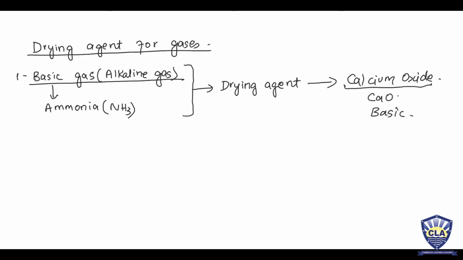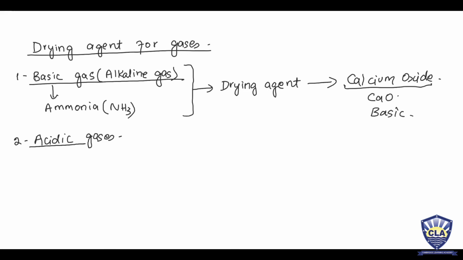So a base does not react with a base. If you pass the ammonia gas through calcium oxide, which is a base, ammonia is a base, and a base doesn't react with a base. So this is a drying agent, it will absorb all the water vapors present within the ammonia, and your gas would be dried. You got it, guys? Yes, sir. Okay, guys, the second thing is acidic gases.